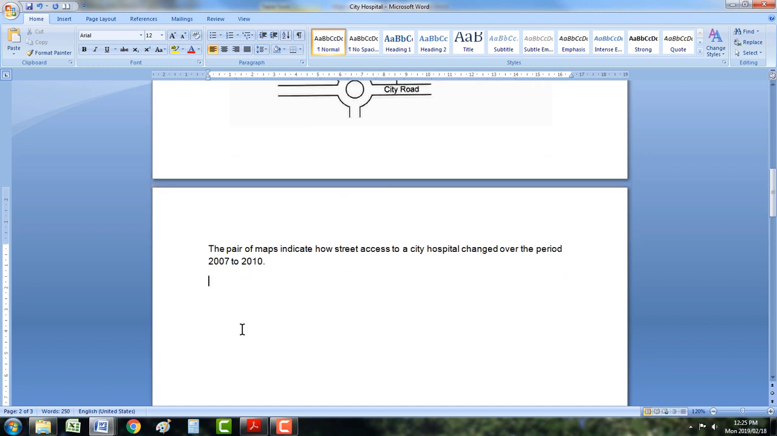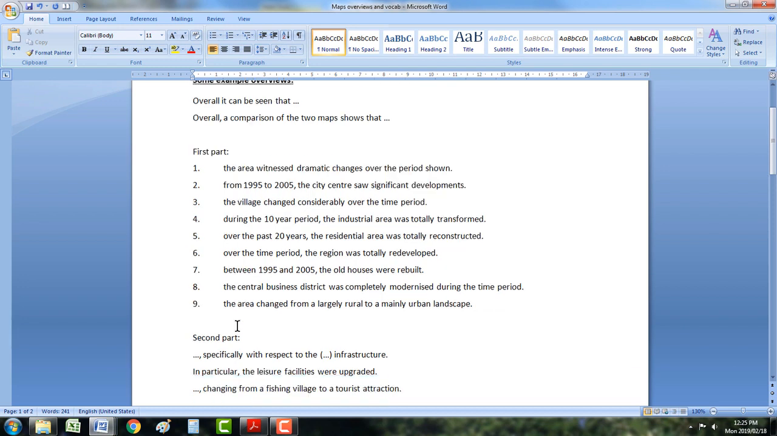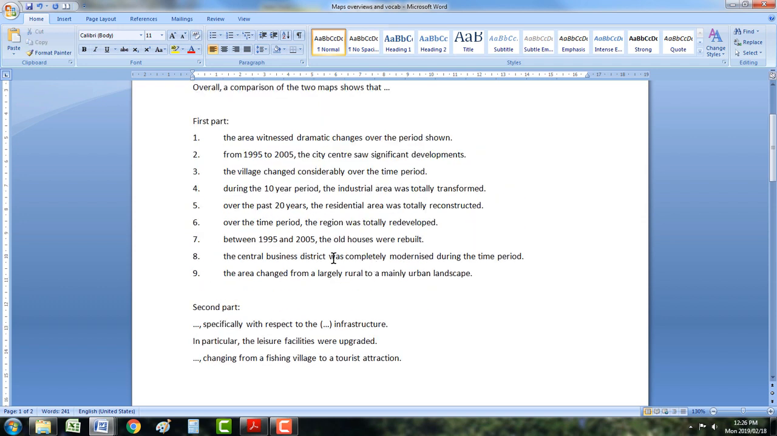Then we're going to look at the overview. Now for maps, I generally recommend that you have a kind of a two-part overview. One where you just say something general. It can be seen that there were significant changes. So in this document that I've given you here, I've given you a bunch of general overviews. The area, the map, or whatever, witnessed dramatic changes, saw significant developments, changed considerably, was totally transformed, was totally reconstructed, was totally redeveloped, was completely modernized. So it's quite a general sort of thing.